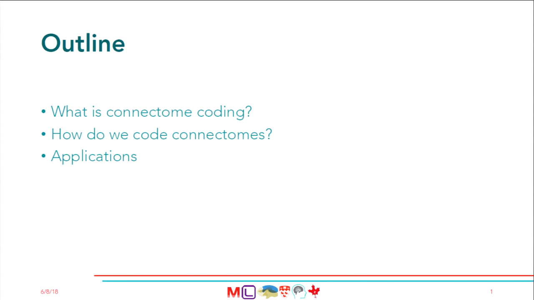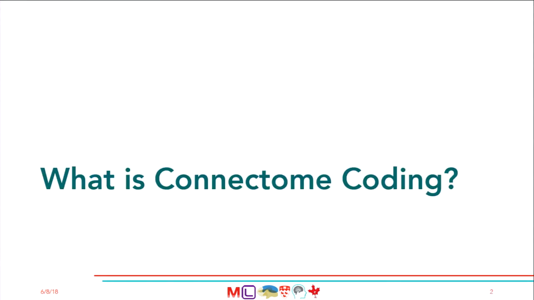So, as I said, we're going to start with a bit of background, then how we do it, and then what some applications are and how we can use this.